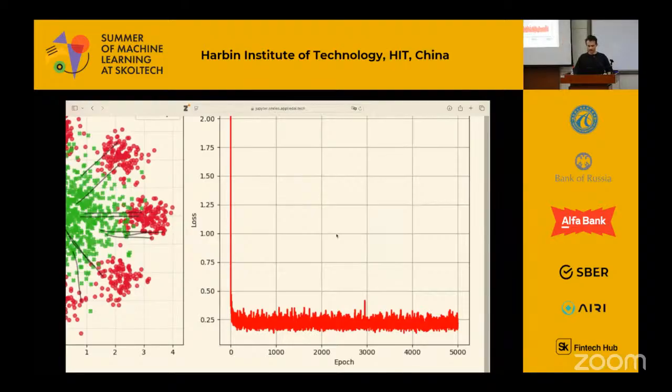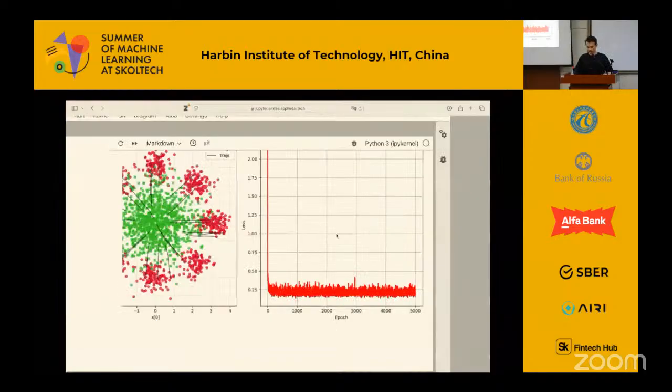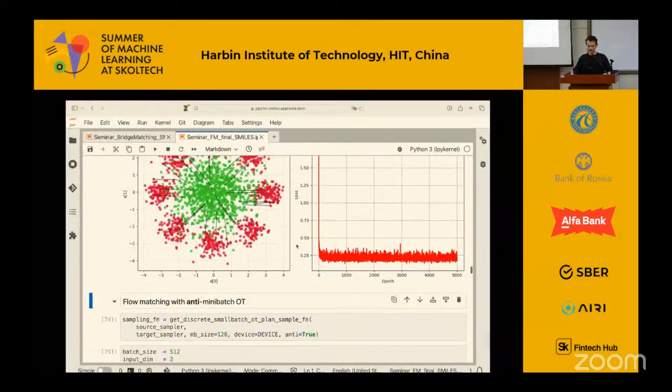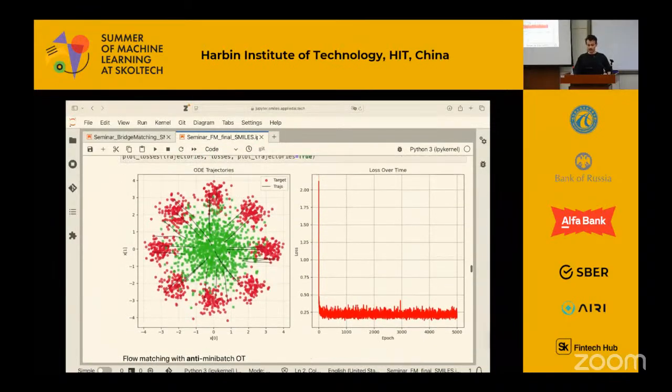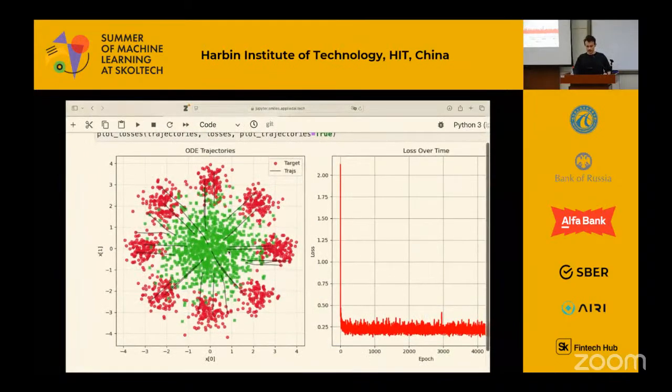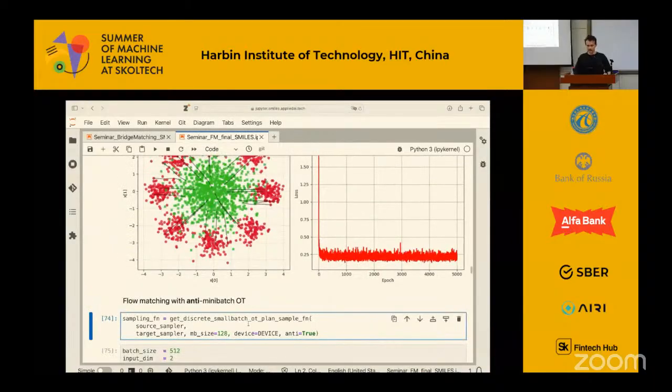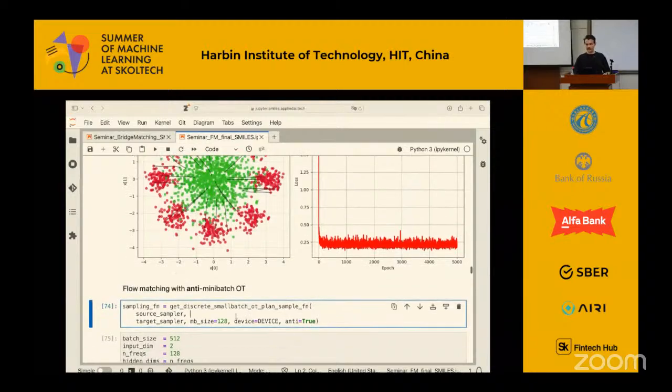Yeah, so this can be some kind of marker of optimal transport. And yeah, this is pretty cool. Another interesting thing: what will happen if we consider negative optimal transport? So we will take anti-optimal transport.